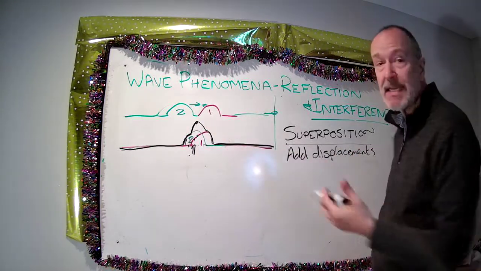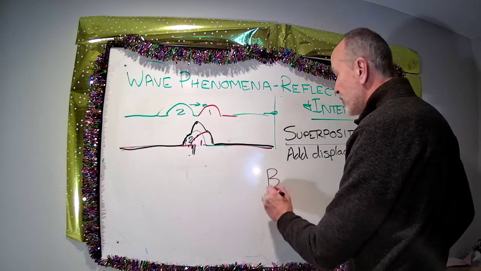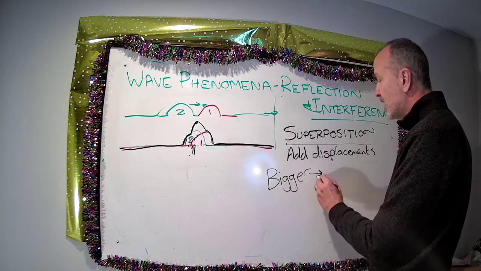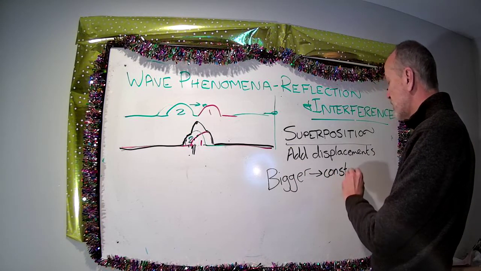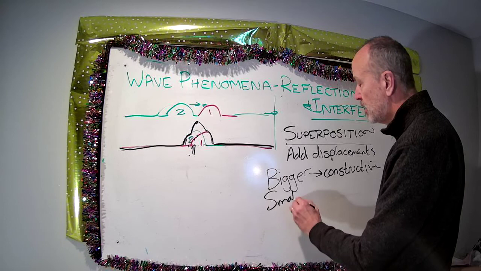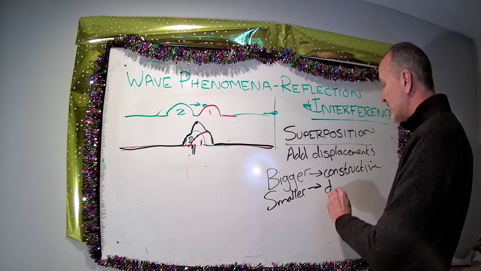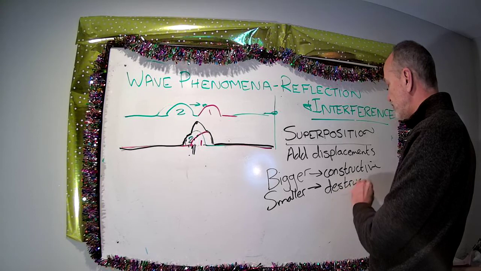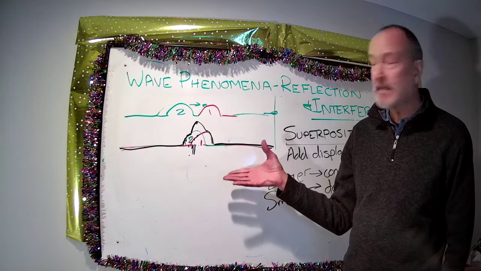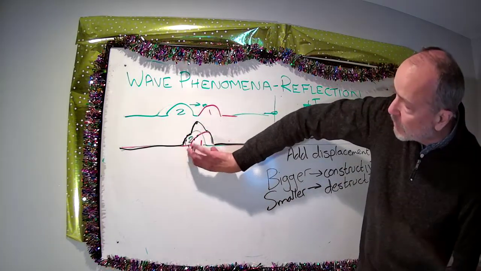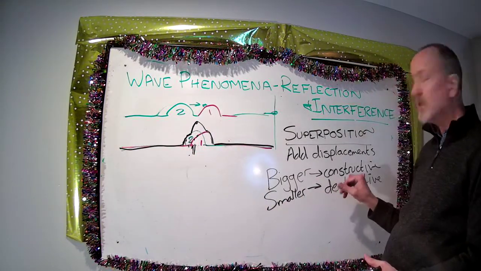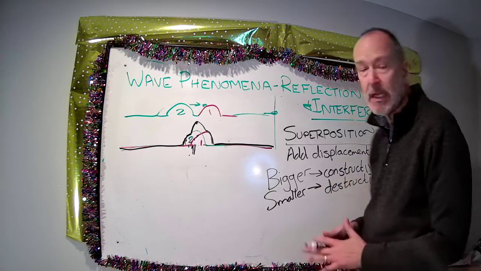Now, when they add together to make a bigger one, in other words, if the displacements are in the same direction, they call it constructive. If they make a smaller one, they're in opposite directions, in other words, that's destructive. Notice it's arbitrary what I call positive and negative. So if these two pulses were both on the other side, they would add together to make a bigger negative displacement. That's still constructive. Okay? Let me show you destructive.